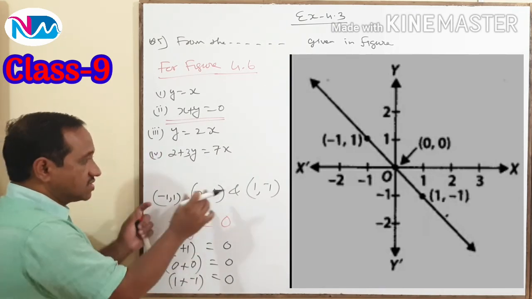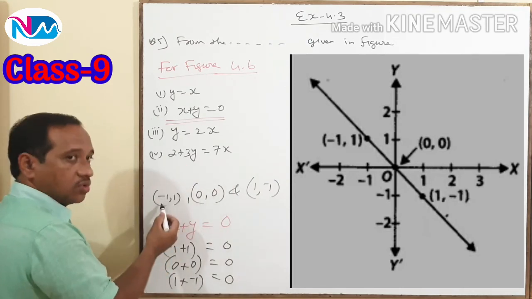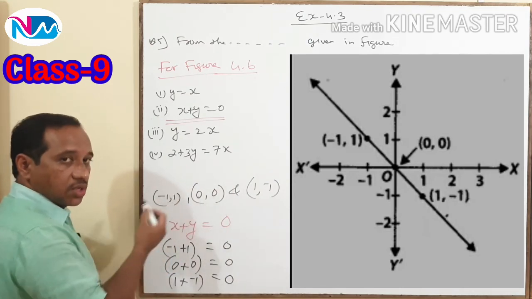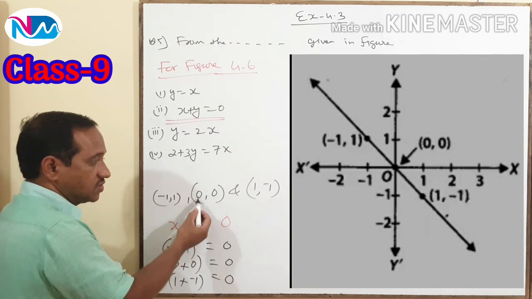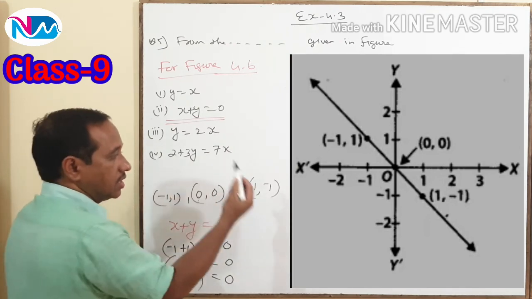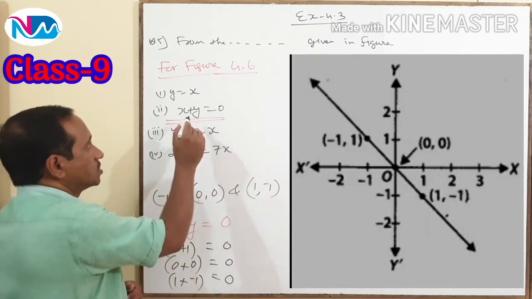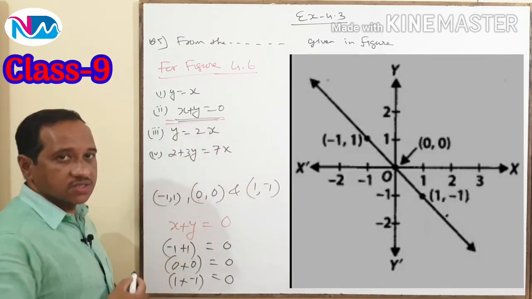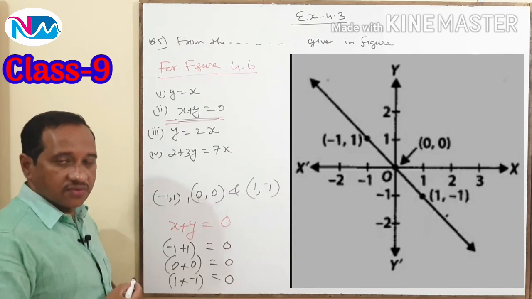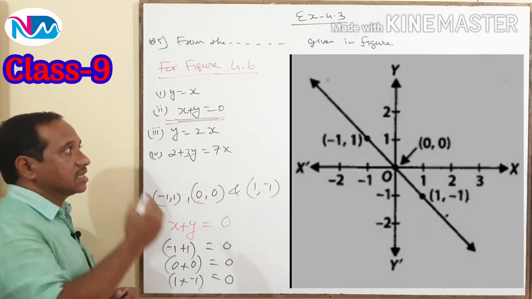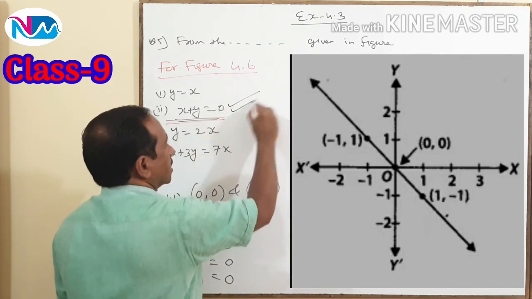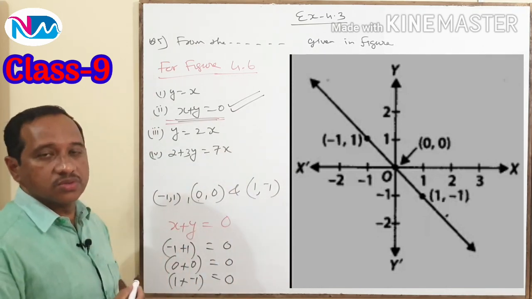That means these 3 points, x is equal to minus 1, y is equal to 1, x is equal to 0, y is equal to 0, and x is equal to 1, y is equal to minus 1 are the solutions of the equation x plus y is equal to 0. Therefore, here the correct choice is x plus y is equal to 0.